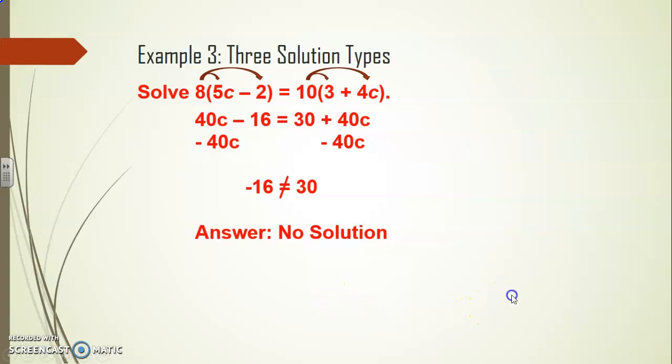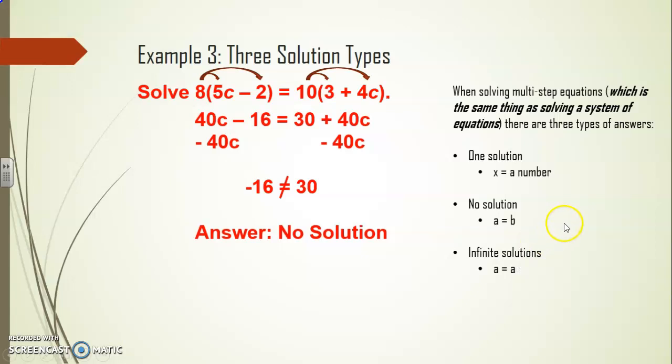So in summary, you have 3 types of answers when you're solving multi-step equations, which, by the way, is essentially the same thing as solving a system of equations. We've got substitution here in essence. You've got one solution, x equals a number, which is typically 90% of the time your answer.